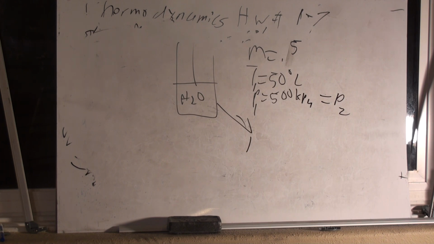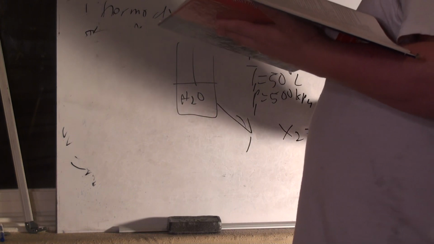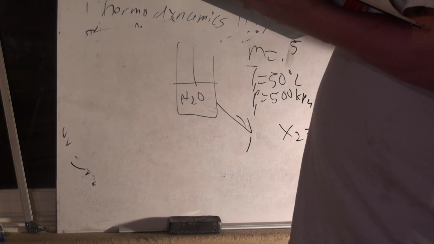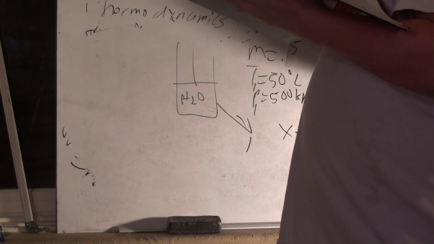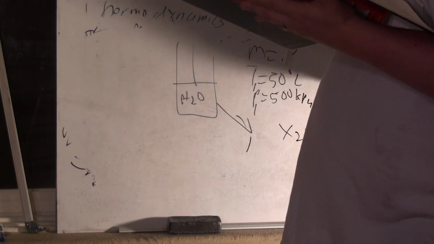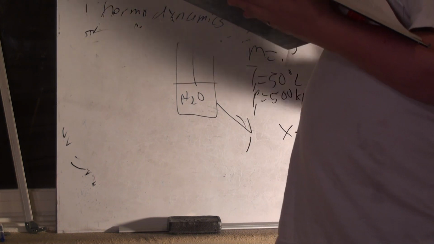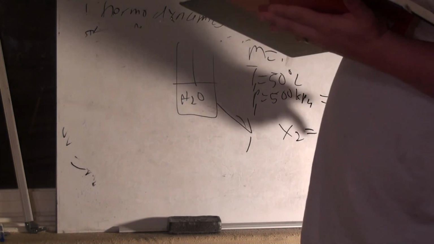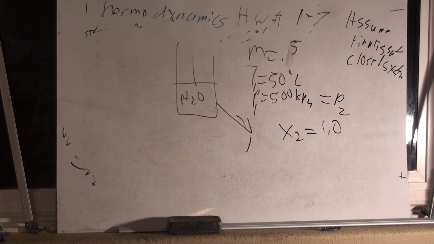So we're going to assume that the quality of the final state is 100%. So assume final is saturated. We're also going to assume that this is a closed system. There's no leaks or anything. We're going to assume, well, that was stated, the mass is constant. We might need to assume some other things, but let's do that.